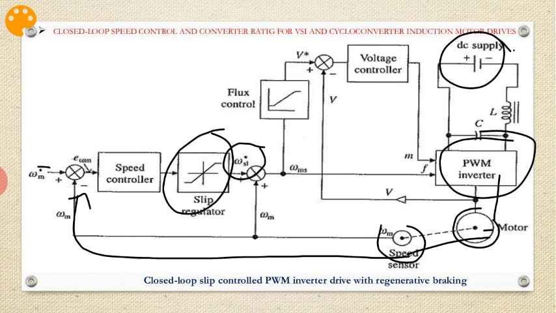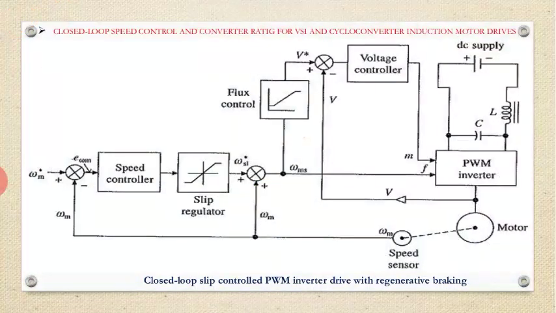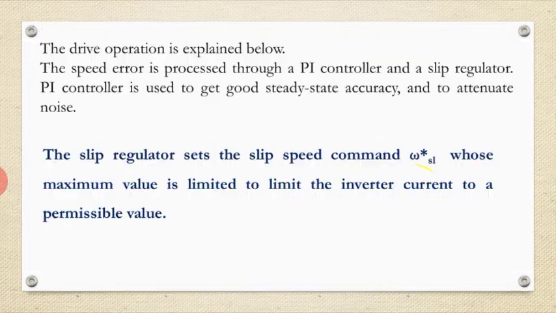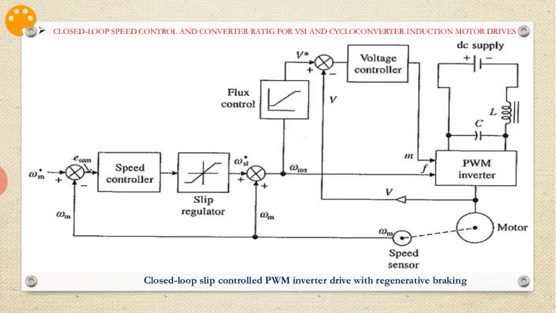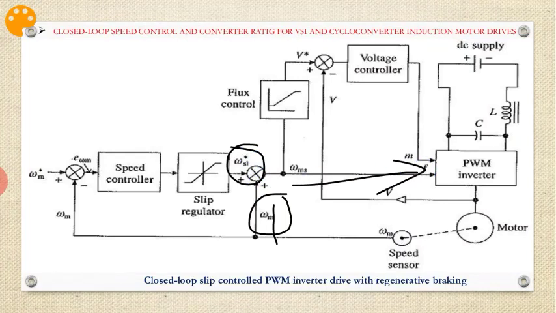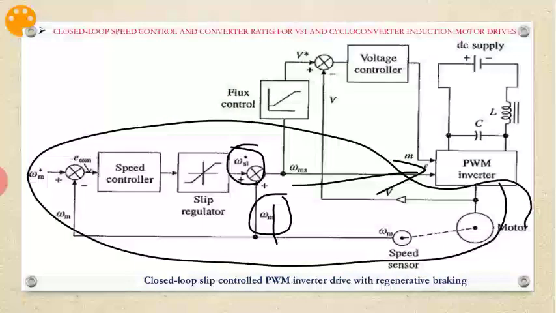Here the frequency is very important. Here we are obtaining the frequency by adding the actual speed omega m and the slip speed omega star s1. This determines the frequency. I hope this part is clear, and this part is over.